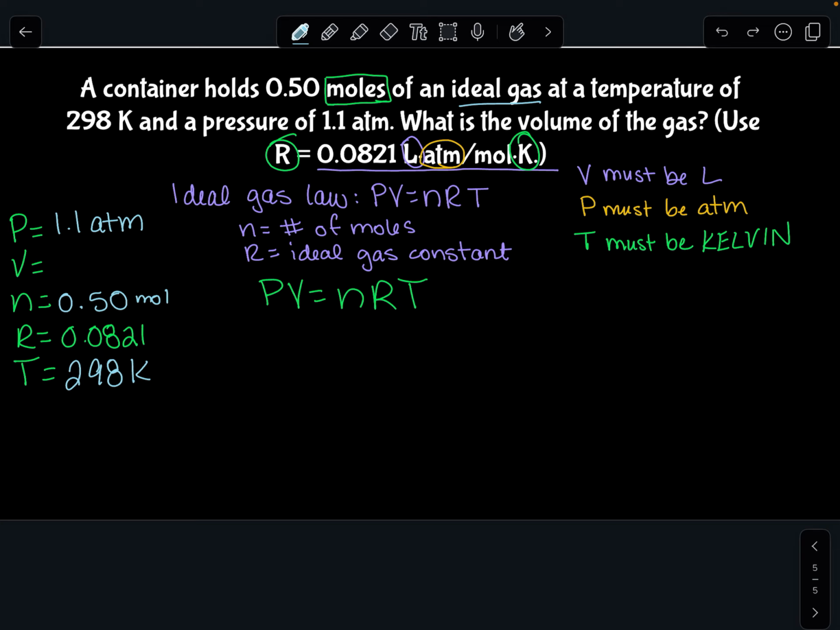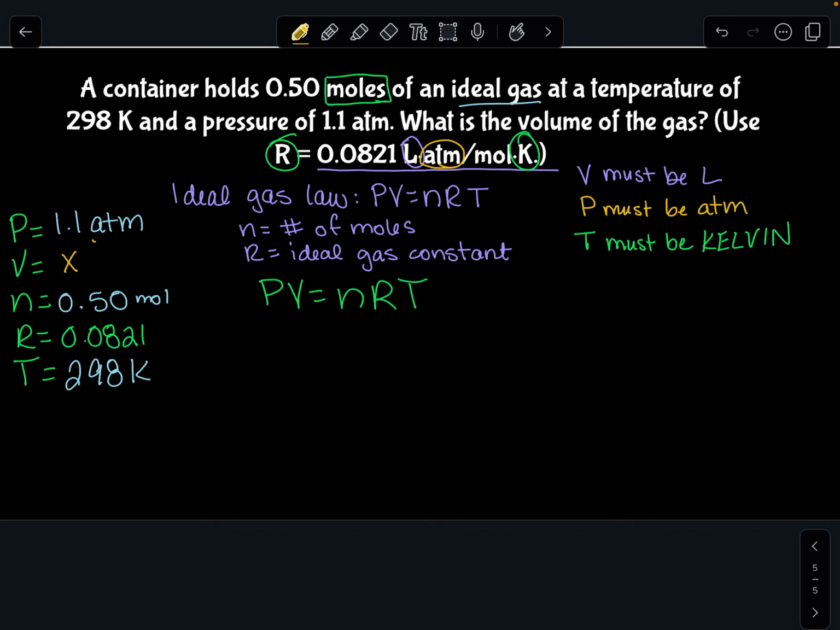First thing I'm going to do is double check that all my units are in the correct units for the problem. My gas constant says I need to have liters for volume. I don't have volume yet, but I know it's going to be in liters. It says I should have atm for pressure, and I do. And Kelvin for temperature, and I do.